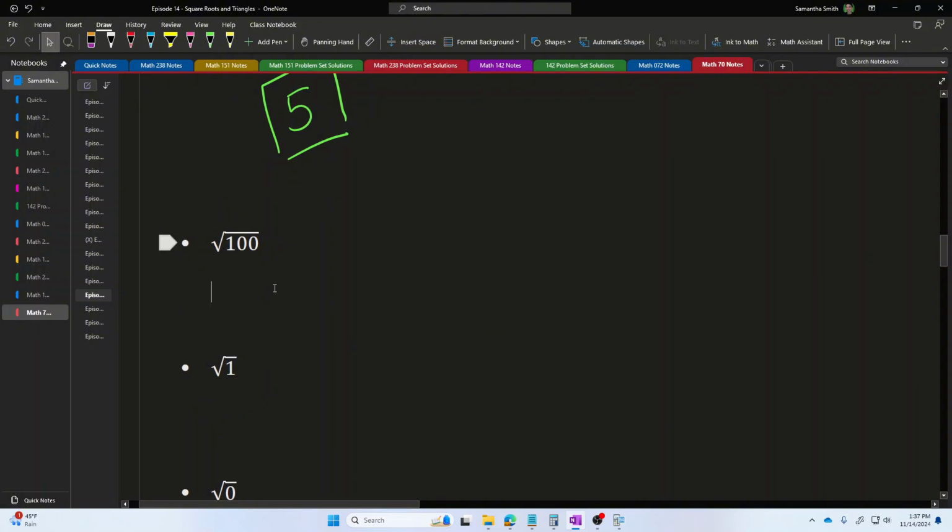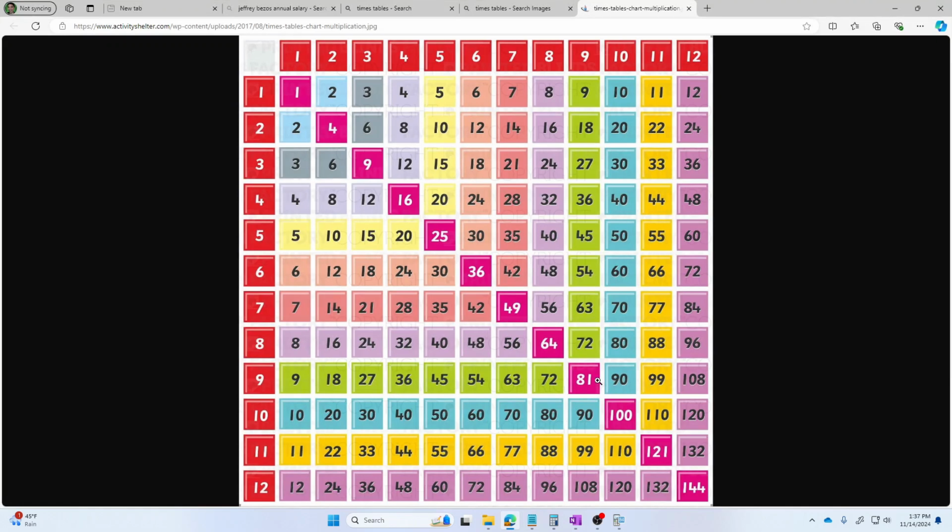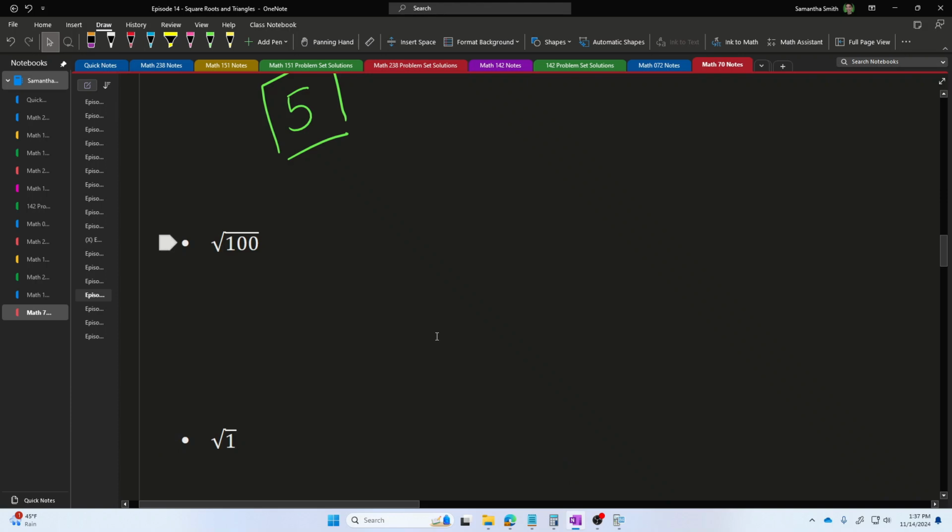Or I could say, what is the square root of 100? Looking for a number which becomes 100 when you multiply it by itself. If I multiply 10 by itself, 100 results. So the square root of 100 is 10.